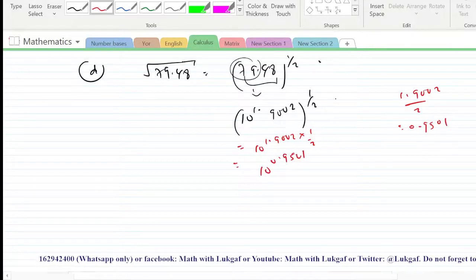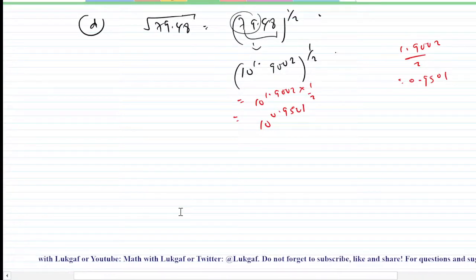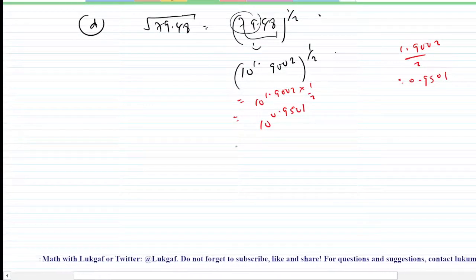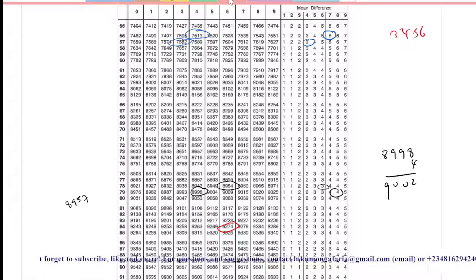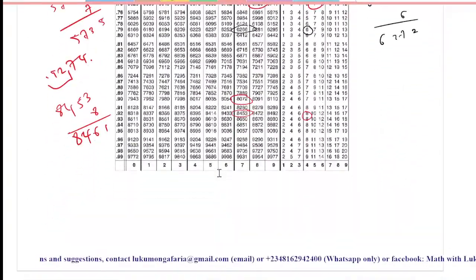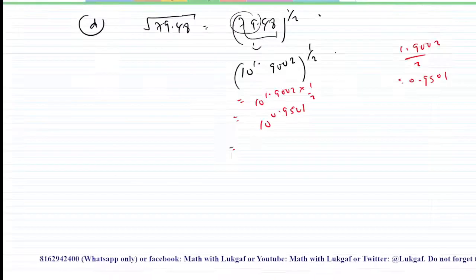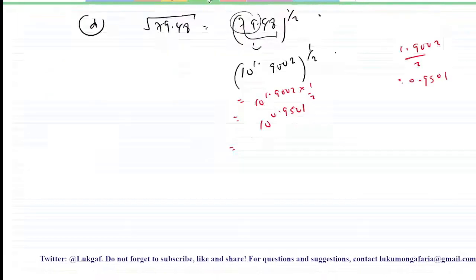Then don't forget, you have to take the anti-logarithm, because you need to get the number that actually gives this logarithm. How do you check that? You check 0.95 under 0 difference 1, under the anti-logarithm table. Your difference 1 here is 2. If you add it together, you are going to get 8915. Is that not so?